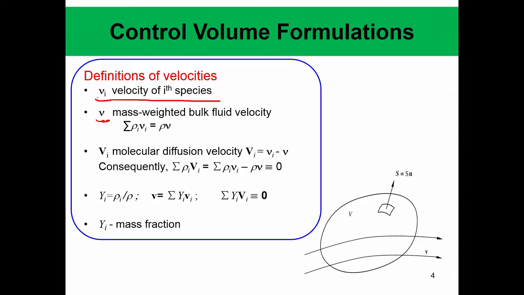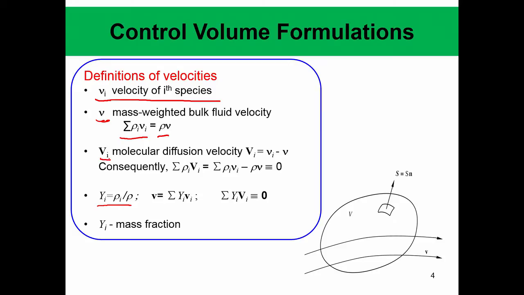vi is the average velocity of the ith species, the velocity with which the ith species is moving. Okay. So summation rho i vi is equal to rho v. Here rho i is the partial density, and we will see that the mass fraction yi is essentially rho i divided by rho. Partial density means the mass of the species i divided by the total volume, whereas the density is the mass of the entire thing, all the components, divided by total volume, right.